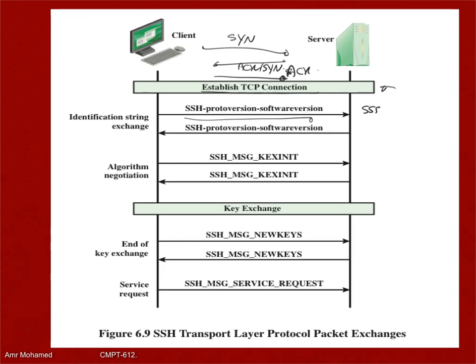The message is like this, it's SSH1 or SSH2. And then the software version. Software version is what? Which software you use to implement the SSH. PuTTY, for example. You know the PuTTY software. PuTTY can be used as an SSH client. So in that case, it would be, for example, PuTTY 1.0, something like that. So that's the typical message.